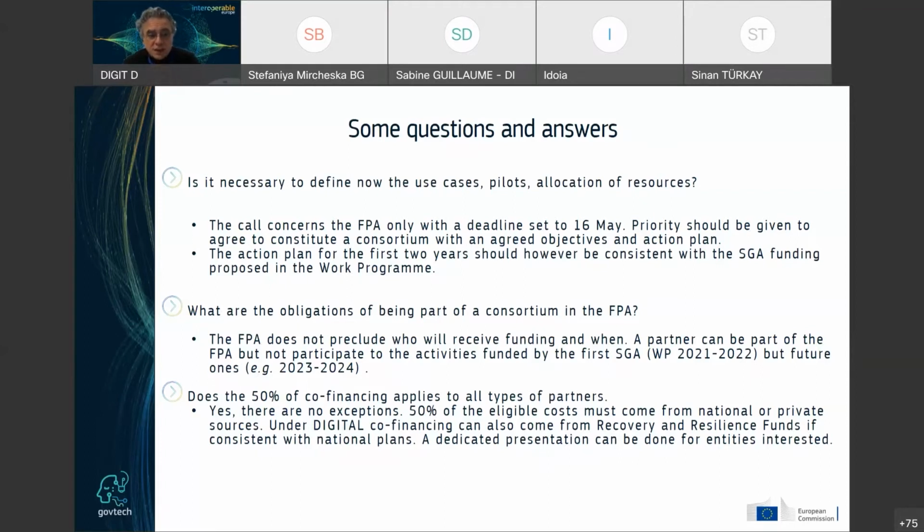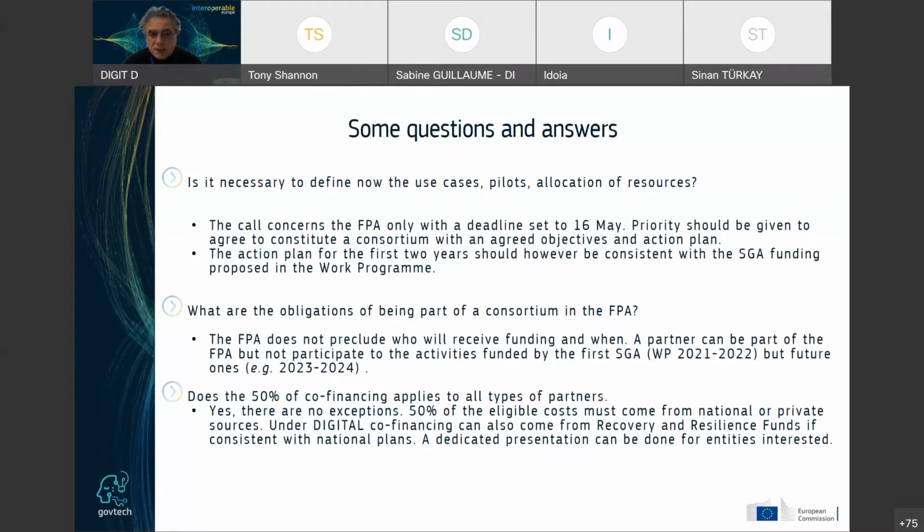The obligation of being part of the consortium in the framework partnership agreement. Of course, you sign the contract, but signing the framework partnership agreement does not oblige you to receive funding, and it does not define when you will receive funding. So a partner can be part of the framework partnership agreement, but not participate in the first specific grant agreement, only future ones. It will just be a partner in the grant agreement, sort of a sleeping partner for the first grant, but it could be an active partner for the second grant.